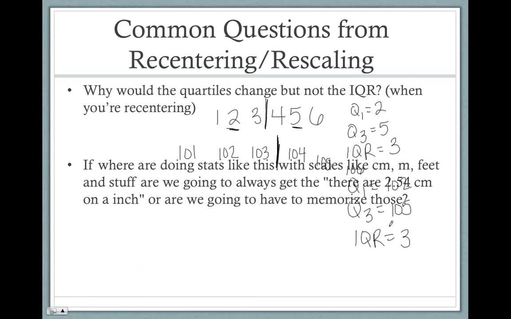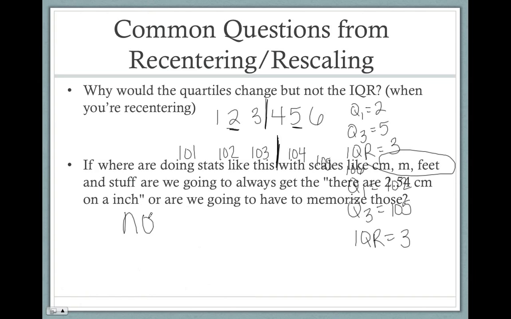The final question that I often get asked, sorry if you can't quite read this, if we're doing things like this that involve units, centimeters, meters, feet, are we always going to be given the unit conversions? For example, there are 2.54 centimeters in an inch. Or are you going to have to memorize those?